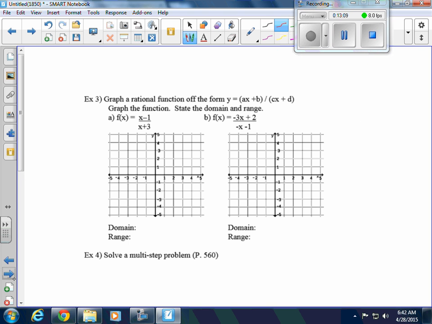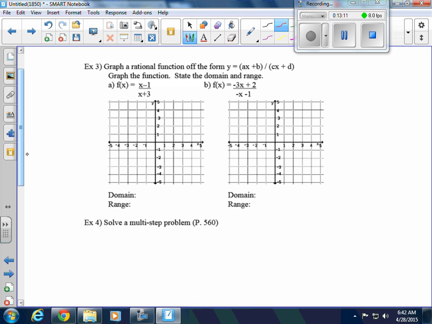So let's look at an example. We're just going to do example 3, A. We'll do the first one. Graph the rational function of this form. We have f of x equals (x minus 1) over (x plus 3). Well, this is a horizontal shift. So x plus 3 equals 0, so x equals -3. That is my vertical asymptote. I know that x can never equal -3. That would make my denominator 0, and my whole problem would blow up.